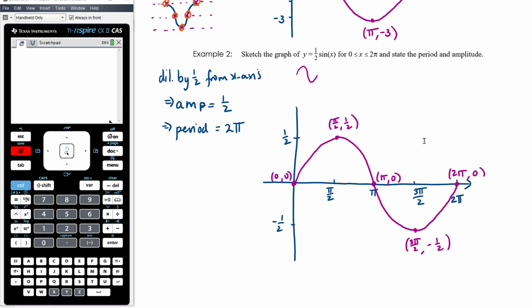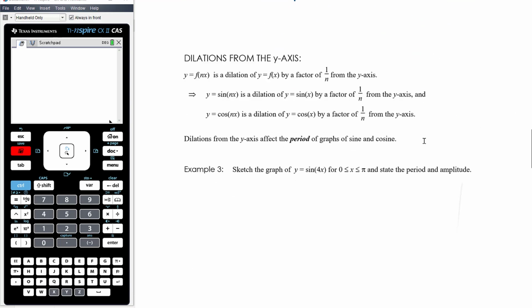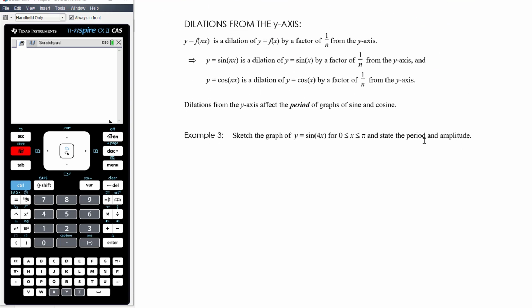Great. So we've drawn the graph over the required domain and we've stated the period and amplitude. Now remember also, when we've got a restricted domain, you want to be clear about endpoints. So there should be clearly included endpoints, solid circles for that particular domain. Alright, let's think about dilating from the y-axis.